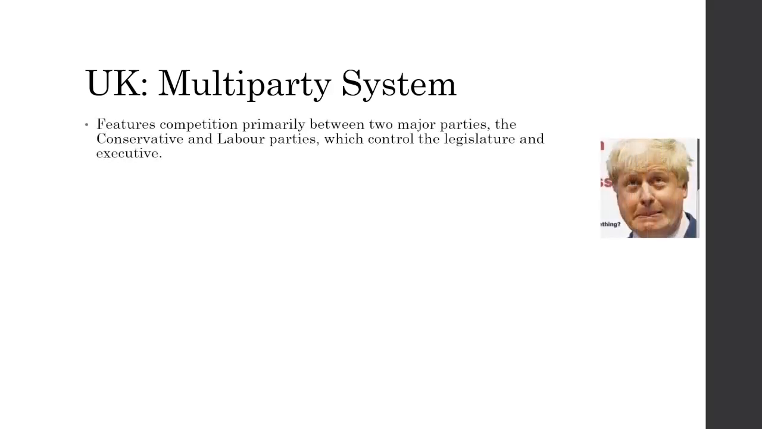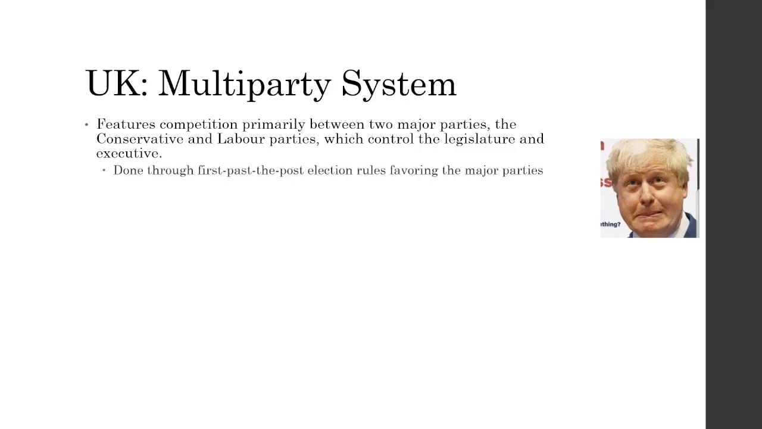The UK, obviously, we have a multiple party system. We've talked about this before. It features competition primarily between two major parties, like in Nigeria. And these parties are the Conservative and the Labour parties. And they control the legislative and thus control the executive because the Prime Minister is chosen by the majority party in the House of Commons.